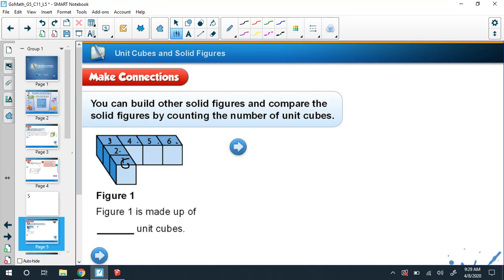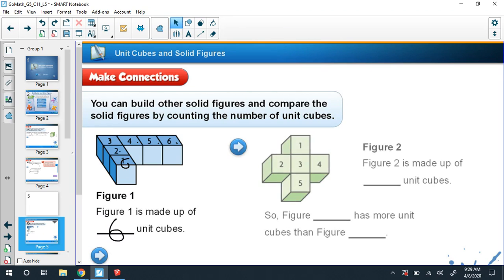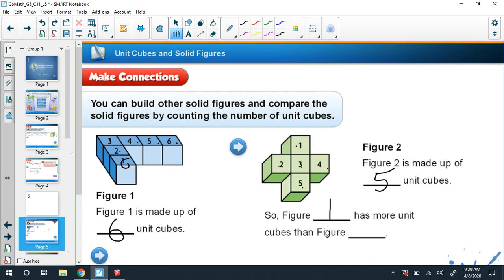We can see here that figure 1 is made up of 6 unit cubes. Try another one. This one, figure 2, is made up of 5 unit cubes. Again, we could count them up: 1, 2, 3, 4, and 5 unit cubes. We can compare these together, and even though they have different shapes, because they're made up of unit cubes and we found the volume of those, we can see that figure 1 has more unit cubes than figure 2, and so figure 1 is a larger shape. It takes up more volume.